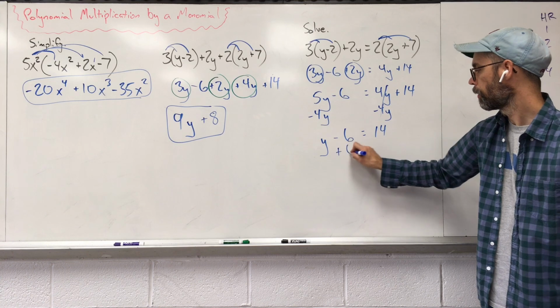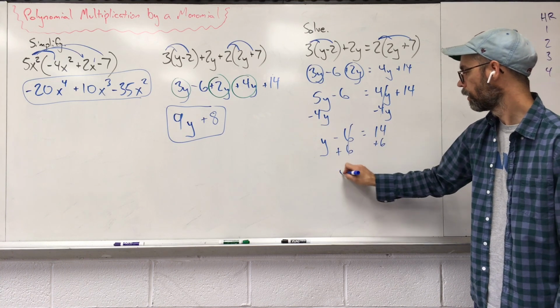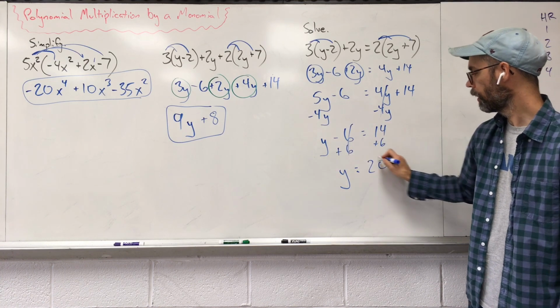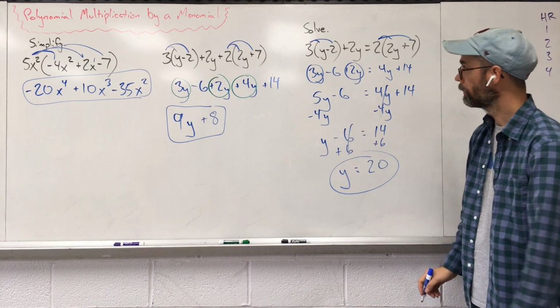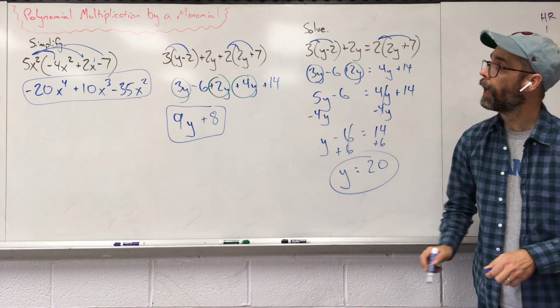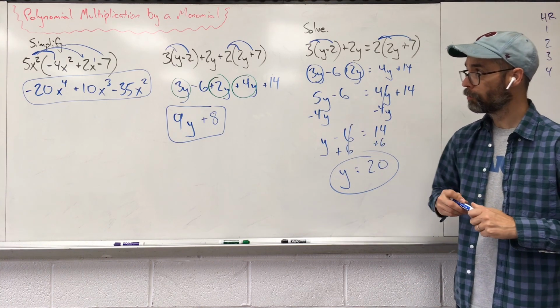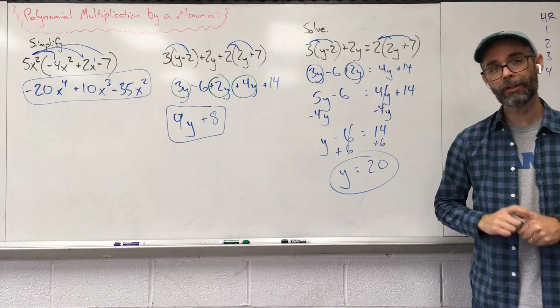Move the 6 by adding, y equals 20. And yeah, that is polynomial multiplication using monomials.